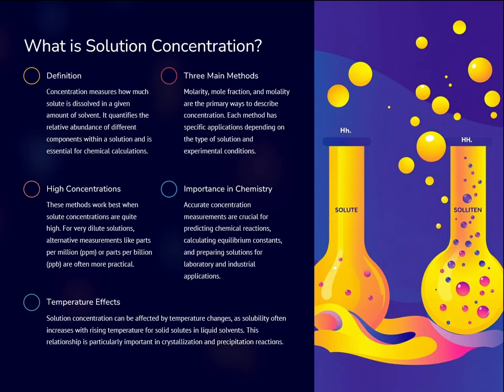We'll focus today on several ways chemists describe concentration, including molarity, molality, mole fraction, mass percent, volume percent, and parts per million, which is abbreviated ppm. Each method has its own strengths and ideal case uses. By the end of this lecture, you'll understand how to calculate these things and know when to use each.